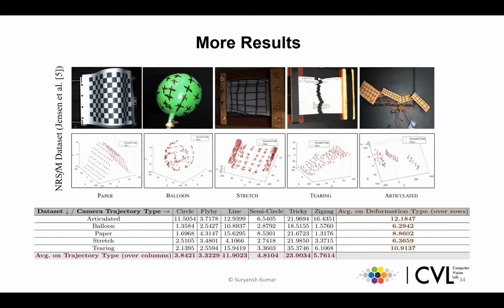Here are some more results from visual viewpoint. And when I say structure for motion, camera is very important. What I mean by that is this. These are the camera trajectory types. I'm moving the camera in a circular motion, flyby motion, linear motion, and everything.